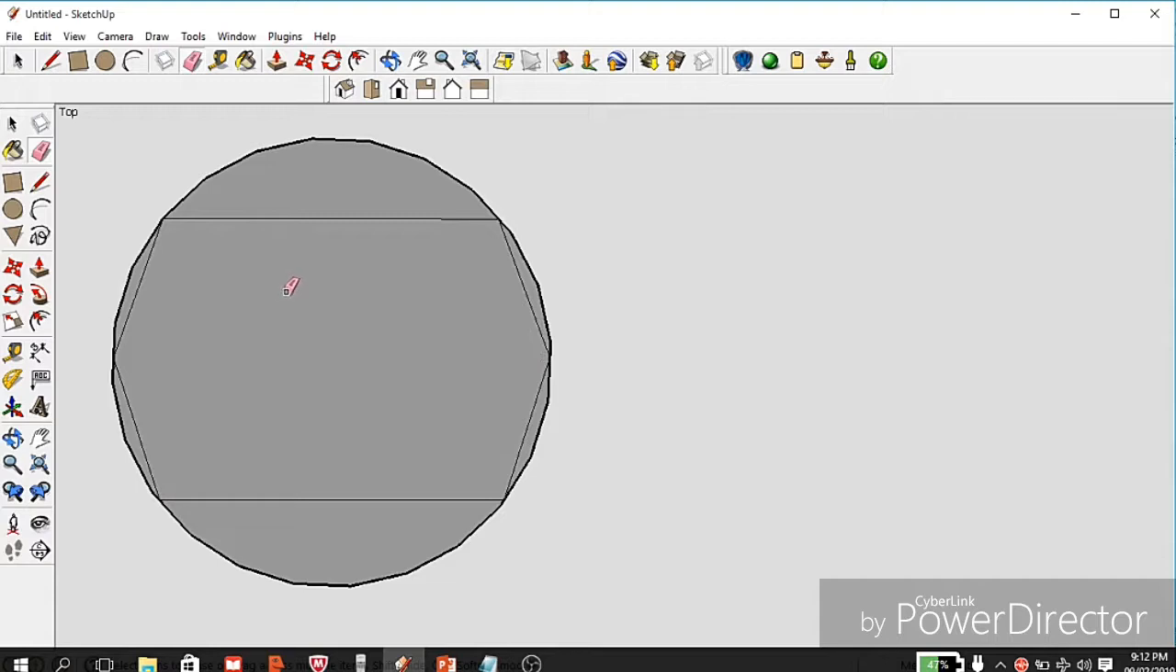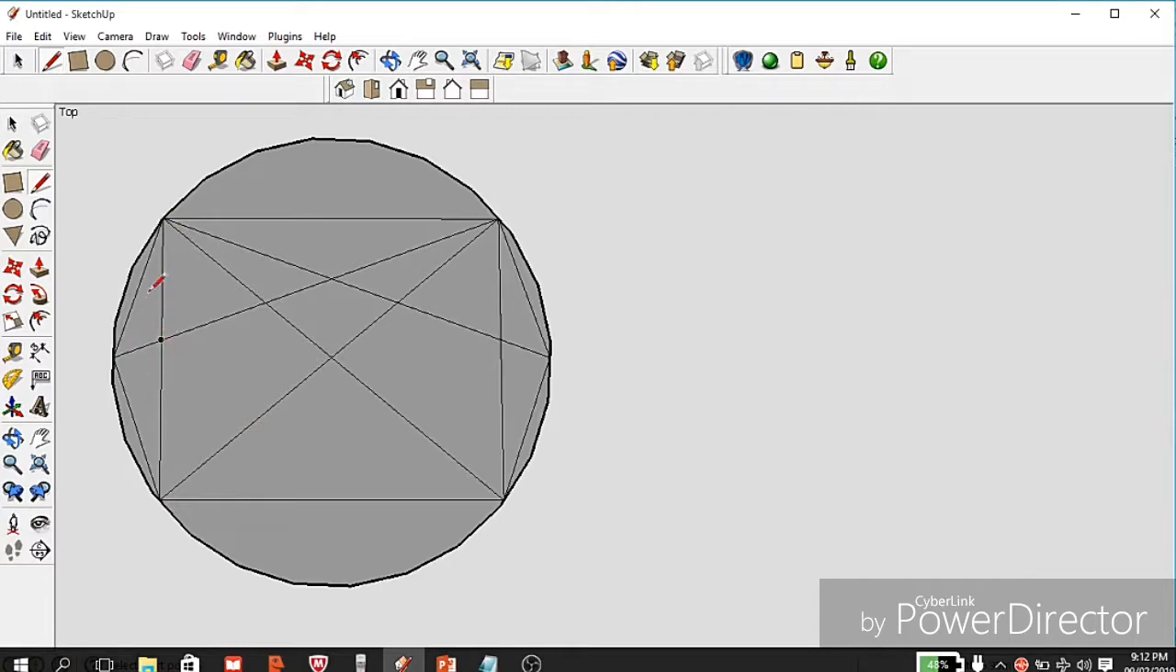Next is how many triangles. So if you want to make a triangle, this would be 1. Next we have 2, we have 3 and 4. Next is this one, we have 5. This one, we have 6. This one, we have 7. Then we have 8. Next we have finished this one.